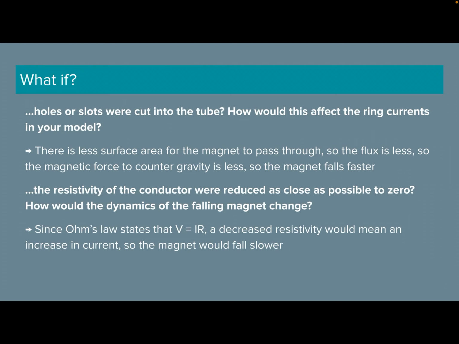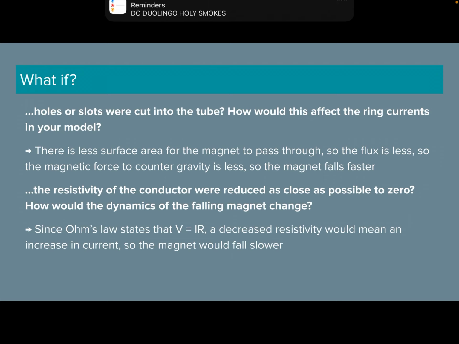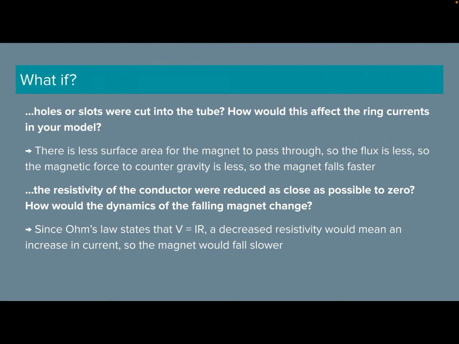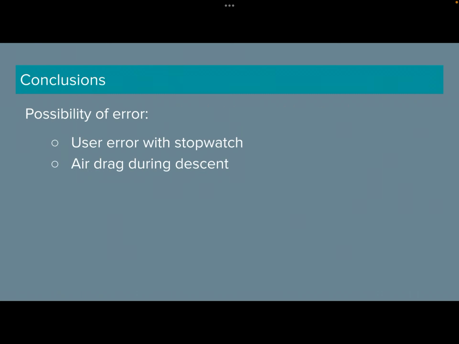The resistivity of the conductor was reduced as close as possible to 0. How would the dynamics change? Well, since Ohm's law states that V equals IR, a decreased resistivity would mean an increase in current, so the magnet would fall slower. And of course, conclusions, we assume some user error from the stopwatch.